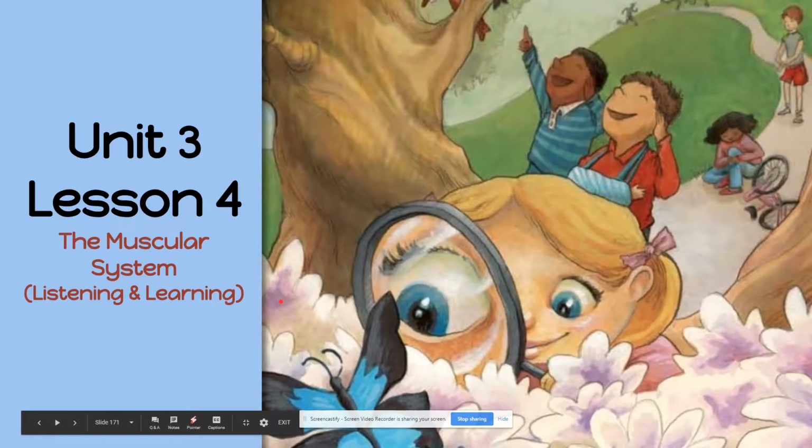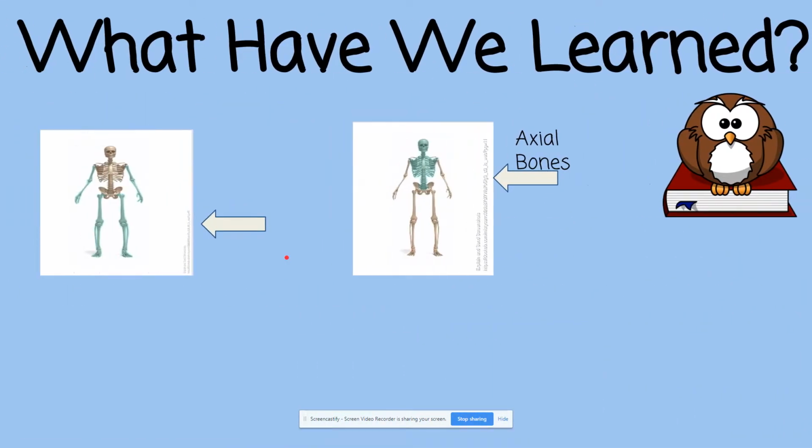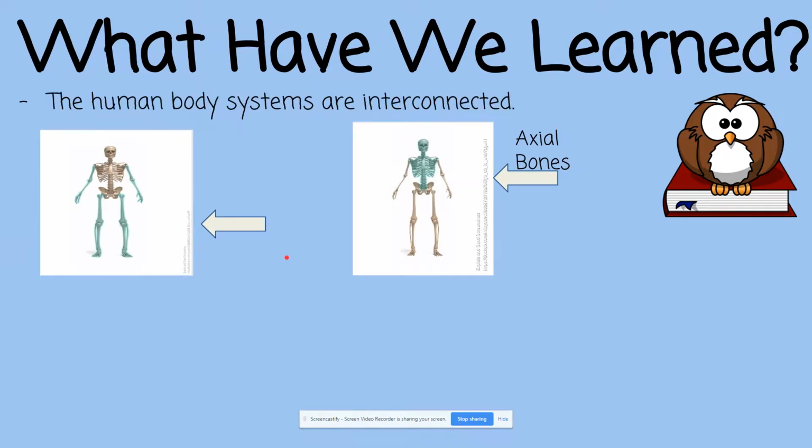So today we are doing lesson 4, the muscular system. Let's first begin by talking about what we have already learned. We have learned that the human body systems are interconnected. Remember that interconnected means that they are related to each other, that they depend on each other. One system cannot work or function without the other system.